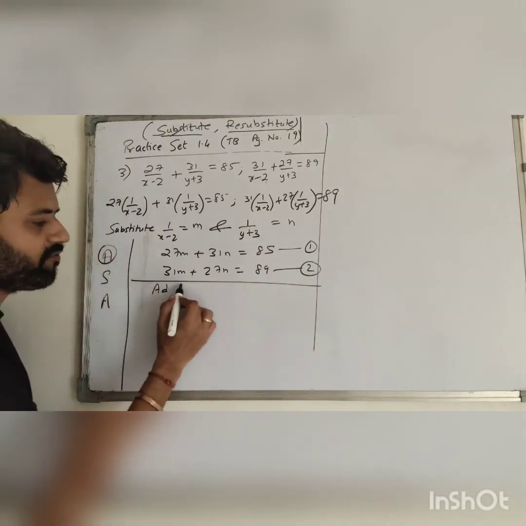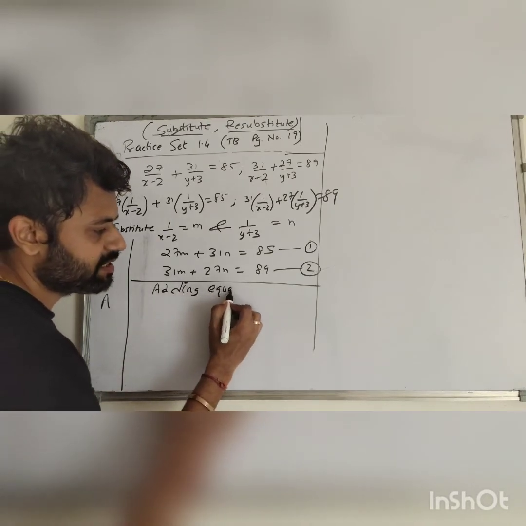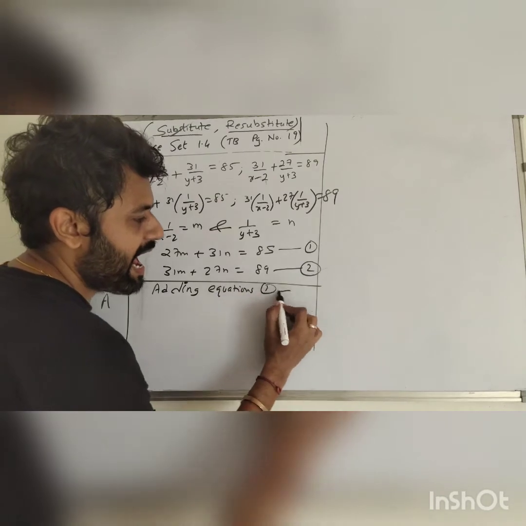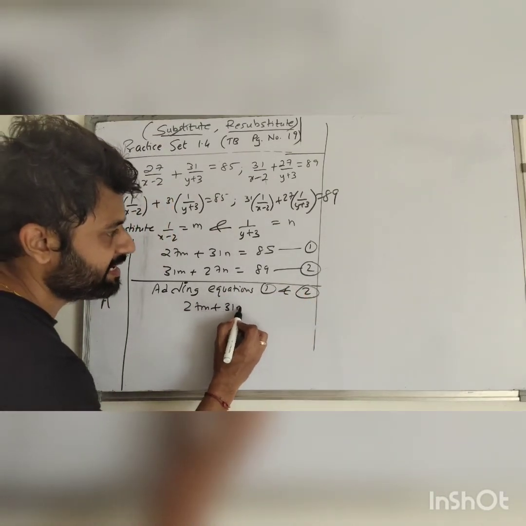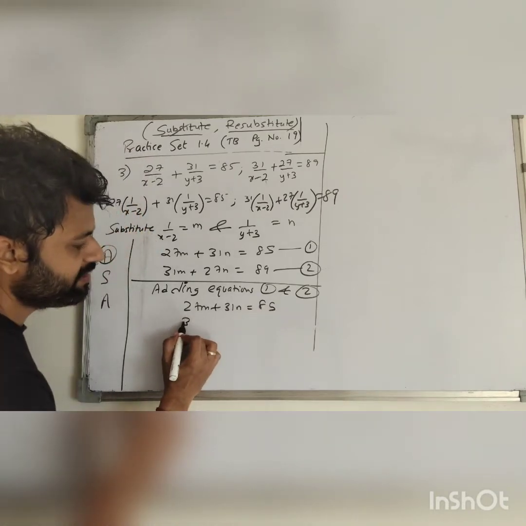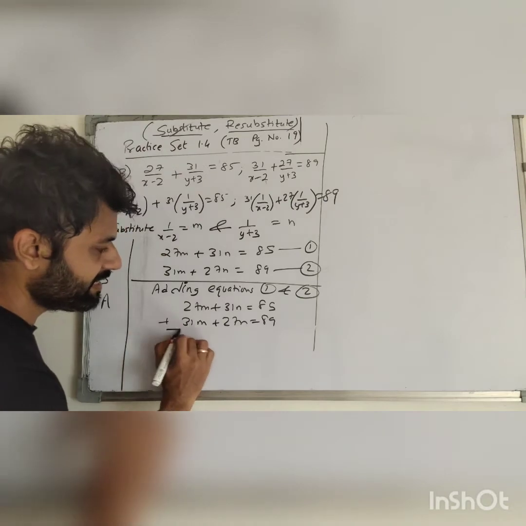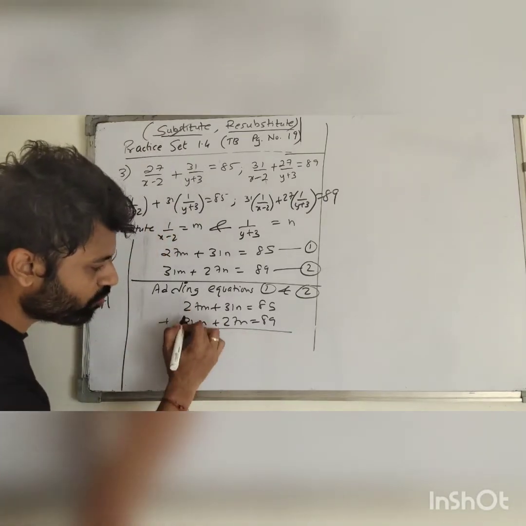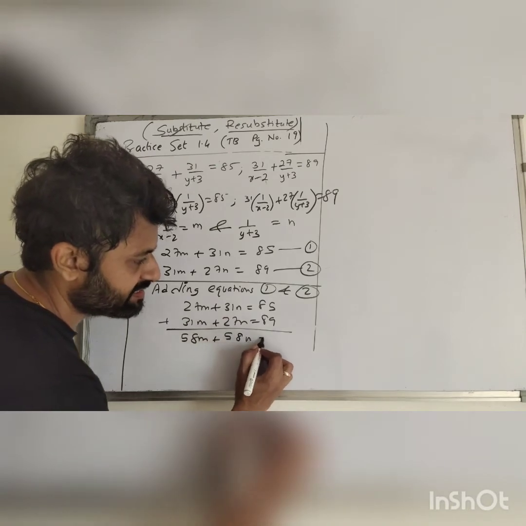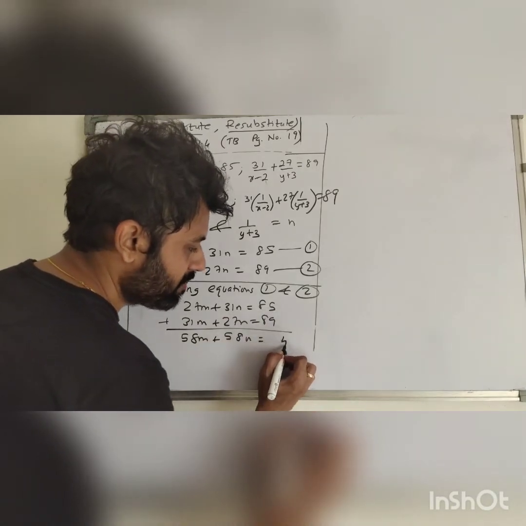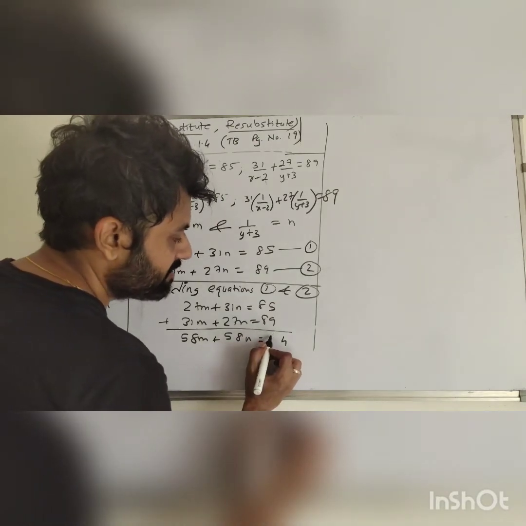We are going to first perform adding. Adding equations 1 and 2. 27m plus 31n is equal to 85. 31m plus 27n is equal to 89. I am adding them. When I do so, I get 58m plus 58n is equal to 174.